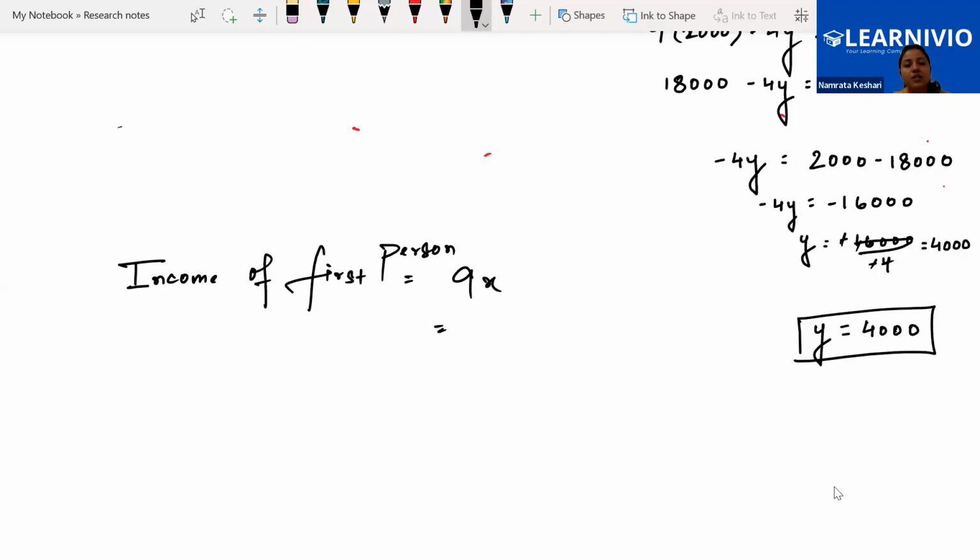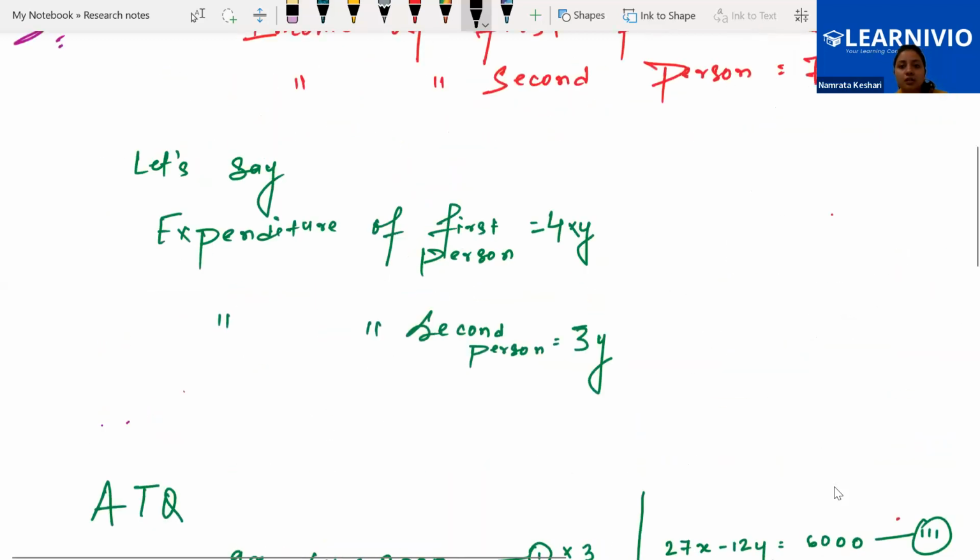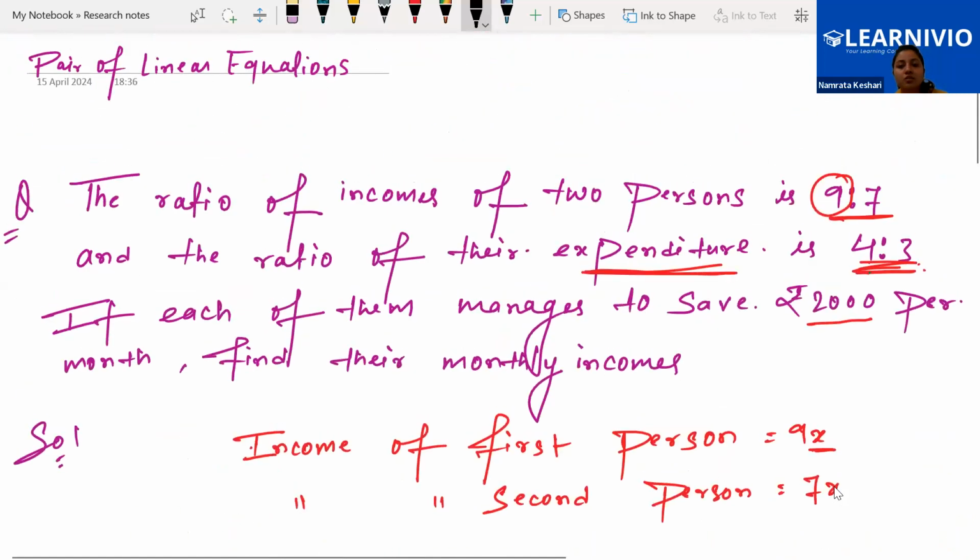Nine x, we have got x as 2000, so it will be 9 times 2000, that is 18,000. Income of the second person, like that only we will be able to find. That was 7x. So please find according to the value of x. Is it clear? Any confusion over here?